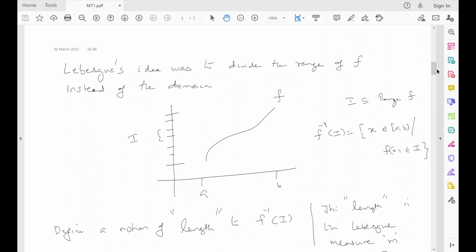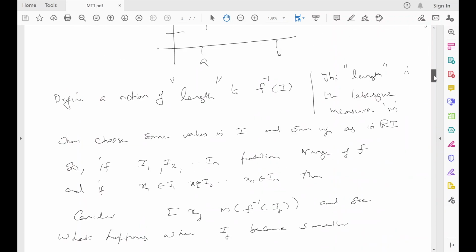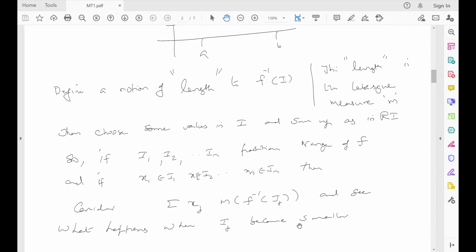So you go down a little bit. So define a notion of length to all these f inverse of I's. So this length is the Lebesgue measure m. Okay, we will denote it by m. If I have a suitable subset of the real line, I can define its Lebesgue measure. We will come to that soon.